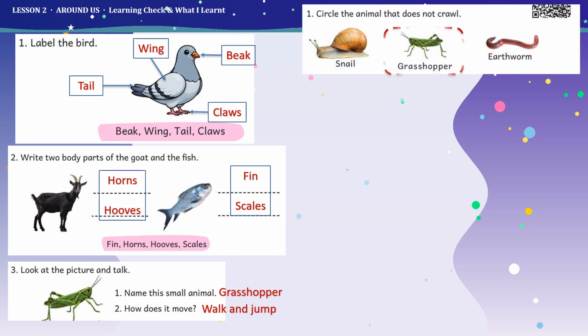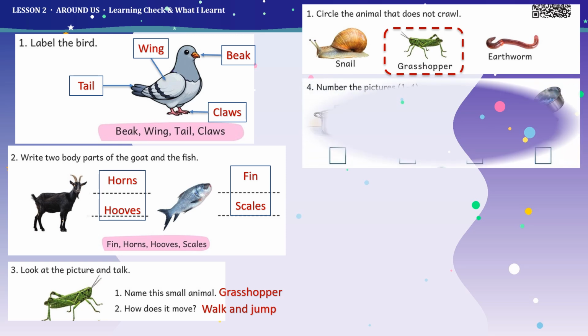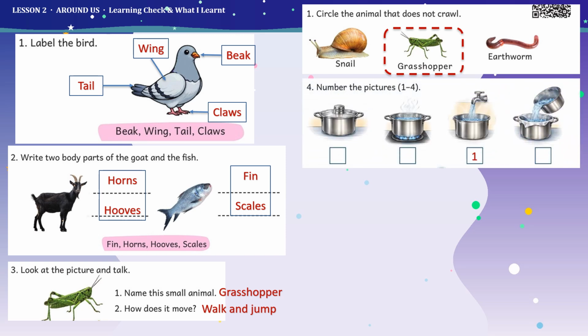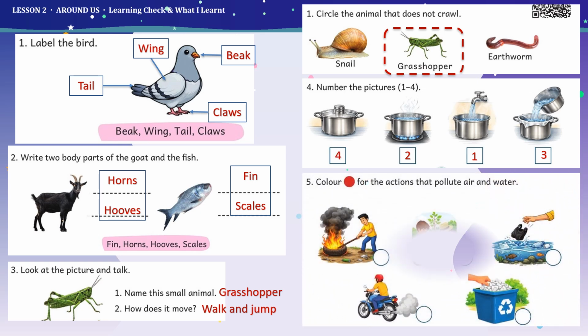Circle the animal that does not crawl: grasshopper. Number the pictures 1 to 4. Fill the water in the pot, boil, then strain, and then keep it closed for drinking purpose. Next, color red for the actions that pollute the air and water, which we have already colored.